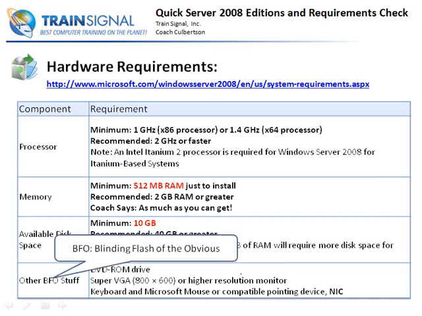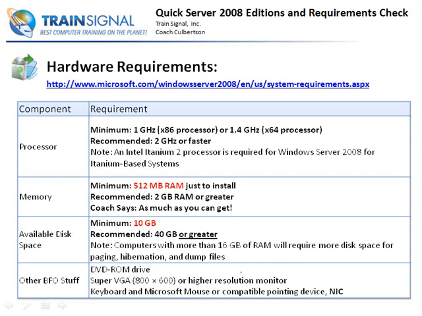Other BFO stuff, and just so you know, BFO stands for blinding flash of the obvious. All right, DVD drive. Big surprise, right? You need at least 800 by 600 monitor. I don't know if you can even buy a 640 by 480 monitor anymore. Maybe for cash registers, I think, but even cash registers now are pretty high res. You need at least a keyboard, a mouse, and of course, don't forget a network interface card, because what's a server without a network interface card? Well, it's a big fancy box.